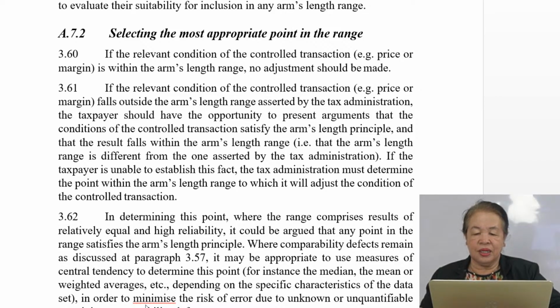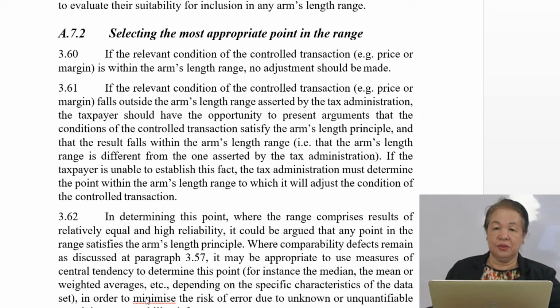So, anong gagawin ng taxpayer? Mag-show siya ng proof na acceptable yung kanyang arm's length range. If the taxpayer is unable to establish this fact, the tax administration must determine the point within the arm's length range to which it will adjust the condition of the controlled transactions.